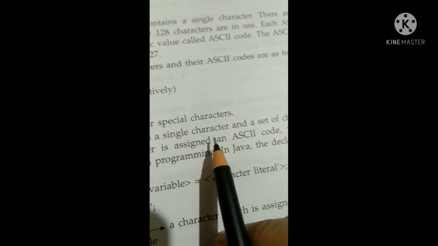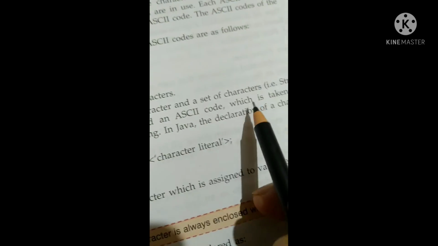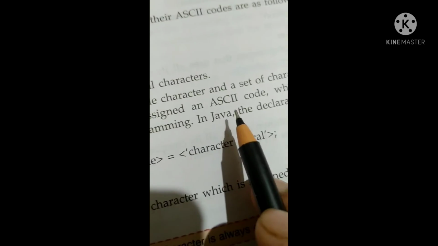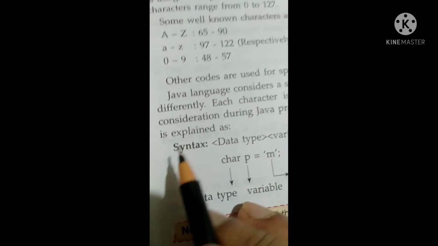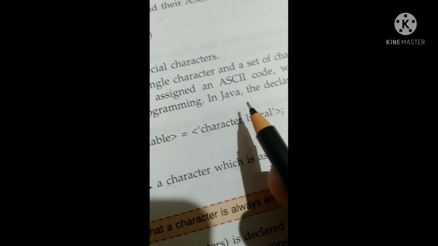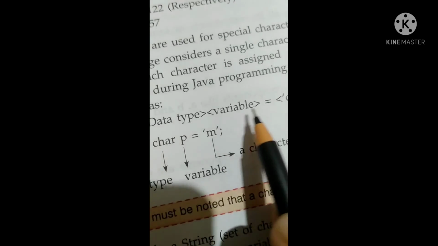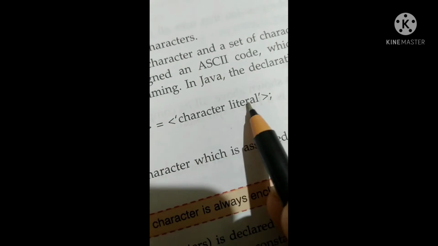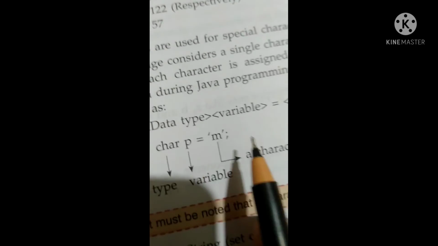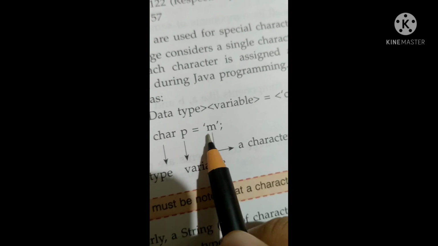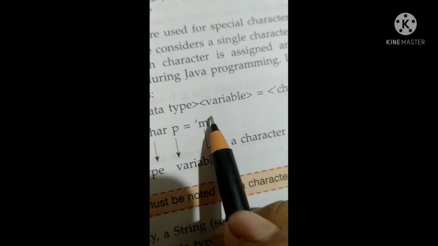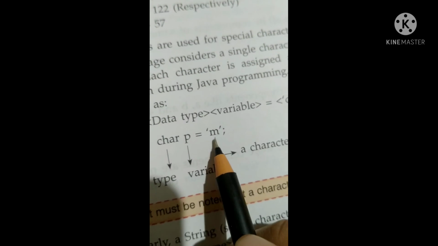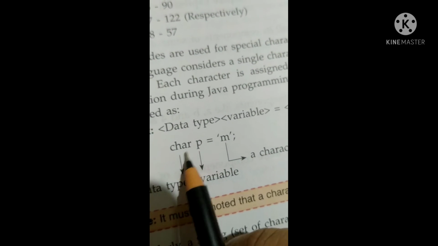Java language considers a single character and a set of characters. A set of characters is called a string. Each character is assigned an ASCII code, which is taken into consideration during Java programming. Here, for example, the data type is char, the variable is p, and the character literal is m. How do we see this is a character constant? Because the apostrophe is on the top of the character. It means this is a character constant. Variable p and data type char.